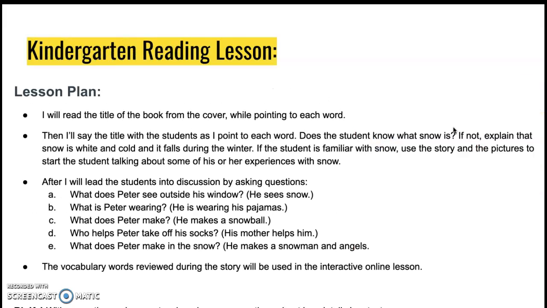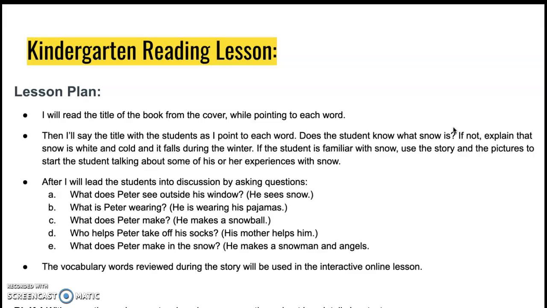My first lesson is a kindergarten reading lesson. When reading the book, I will point out the words on the title from word to word. And then I will ask the students if they know what snow is before starting. And if they don't, I'll explain what snow is and why it falls. And if they do know what it is, let them share their answers and any stories or adventures they have had with the snow.